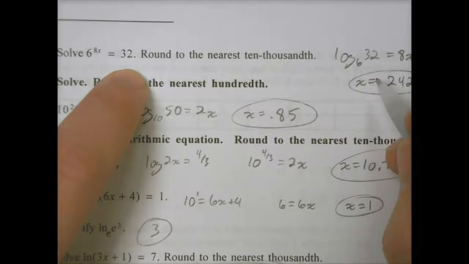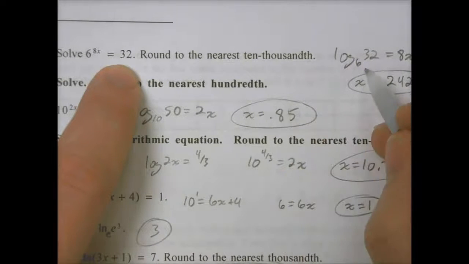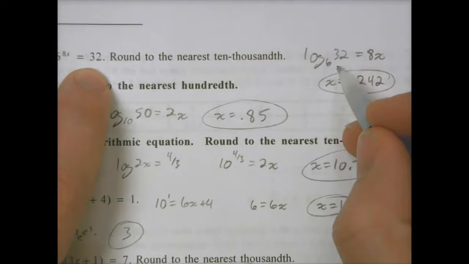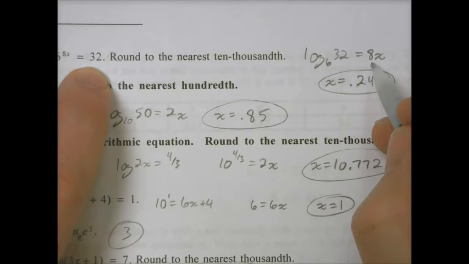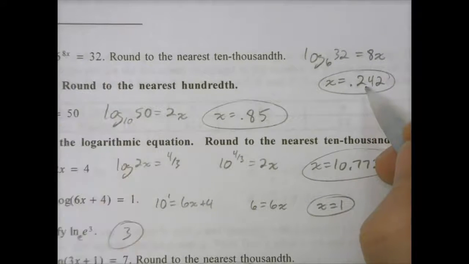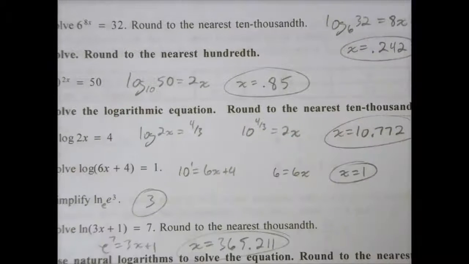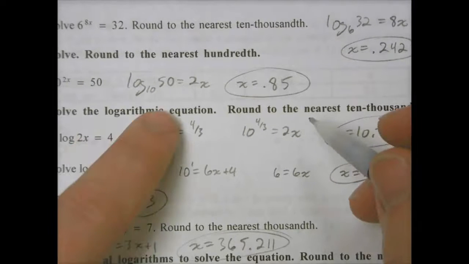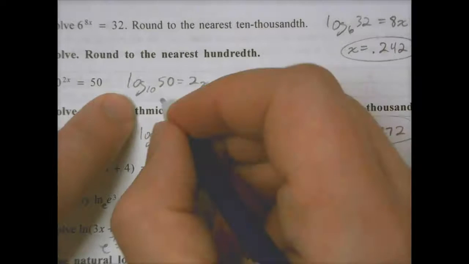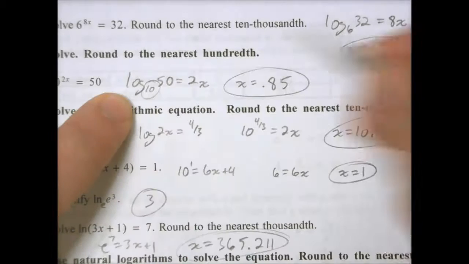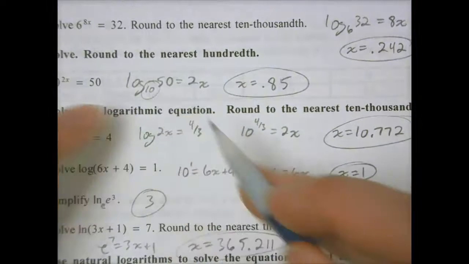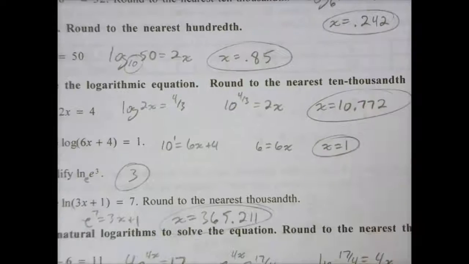Same sort of idea with number 65. We have solve. So I can rewrite this as log base 6 of 32. Type that in your calculator. Log 32 divided by log 6 equals 8x. Divide that number by 8. You get that answer. Same sort of idea on number 66. Log 50 divided by log 10. Actually, log base 10 is in your calculator already, so that's our common log base. So you just type in log 50 divided by 2 and write your answer.